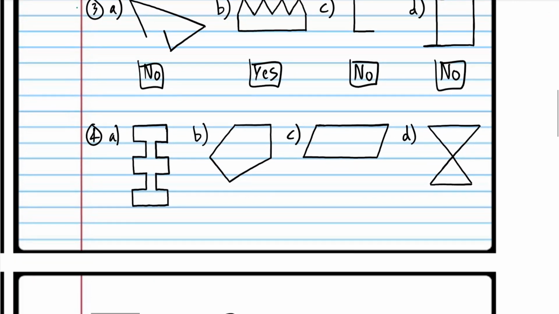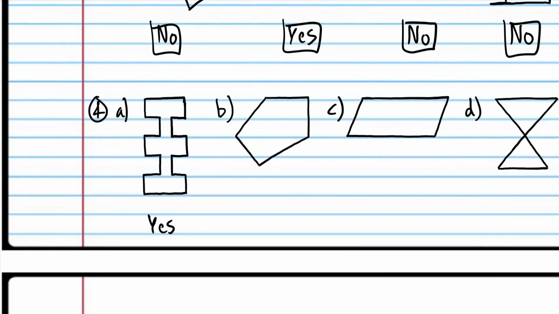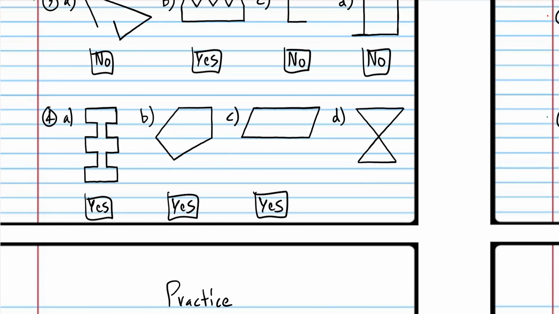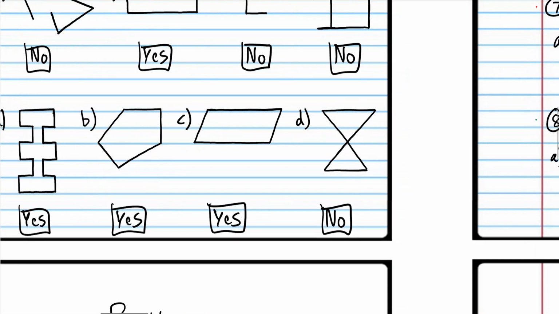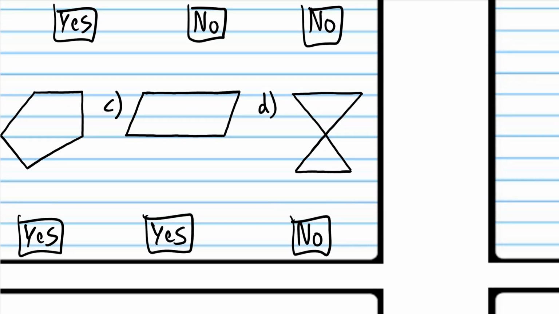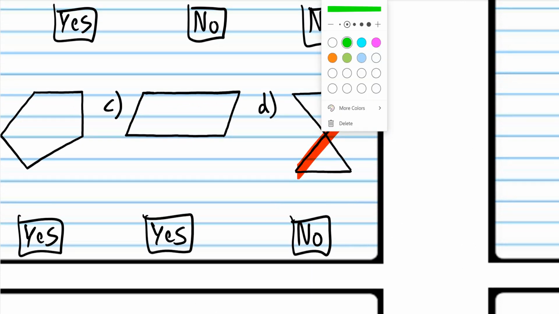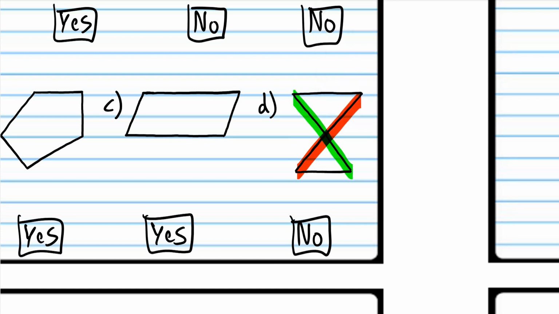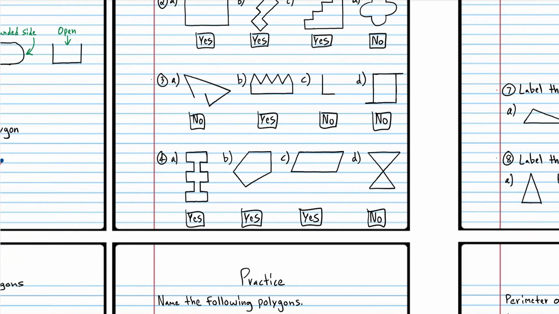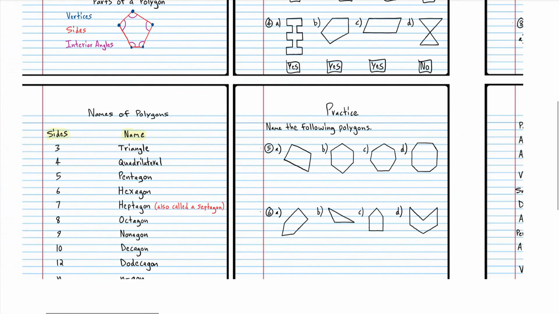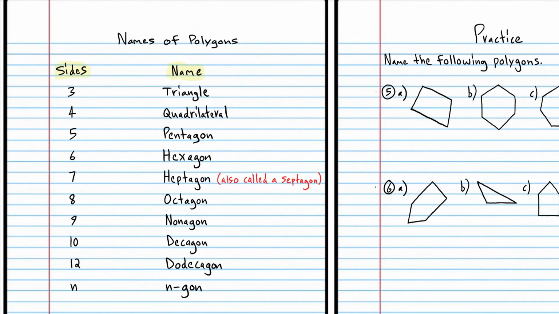Okay, we're back. This is a polygon. This is a polygon. This is a polygon, and this is not a polygon because this red segment and this green segment intersect in the middle of the segments instead of the endpoints. So if you got that one right, good. Okay, now we're going to learn the names of various polygons.